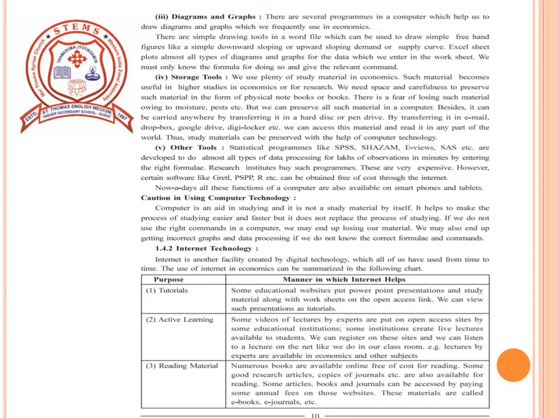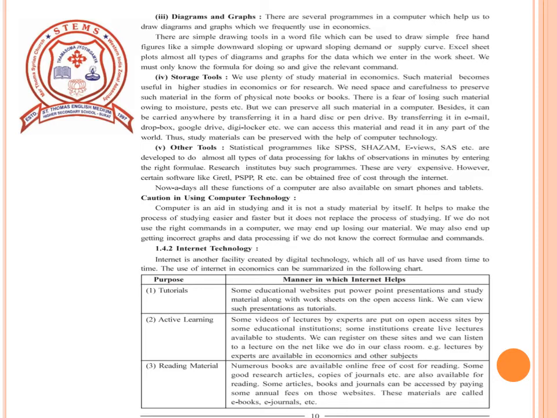Now the third purpose is reading material. Numerous books are available online free of cost for reading. So you can find many books available to you just for reading and to get information. Some good research articles, copies of journals, etc. are also available for reading. Some articles, books and journals can be accessed by paying some annual fees on those websites.